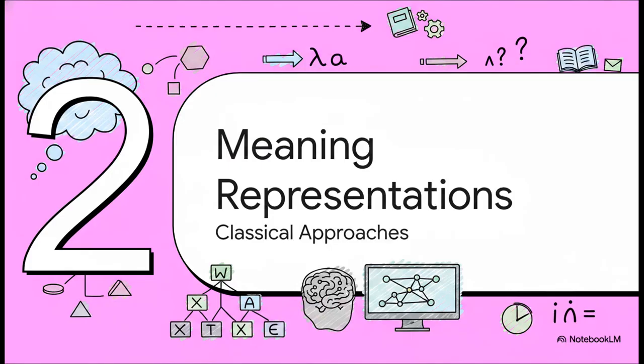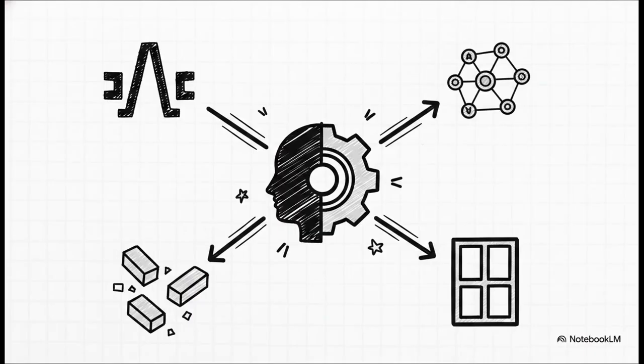Moving to Section 2, Classical Meaning Representations. Once you parse the syntax, how do you actually store that meaning so a computer can use it? Well, early NLP pioneers basically tried four main logical approaches to force human language into a computer's rigid brain. We've got first-order logic, semantic networks, conceptual dependency, and frame semantics. Each one tackled this massive puzzle in a slightly different way. Let's look closer at a few of them.